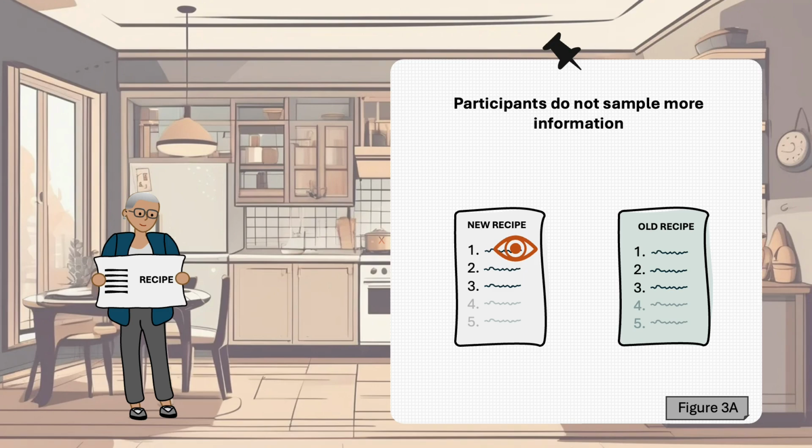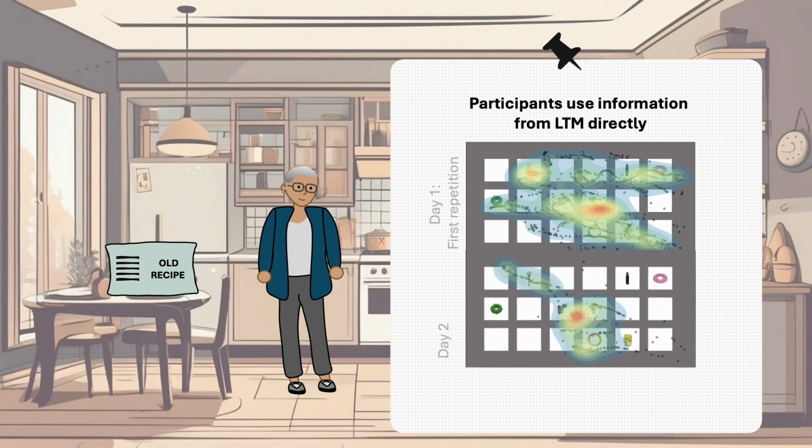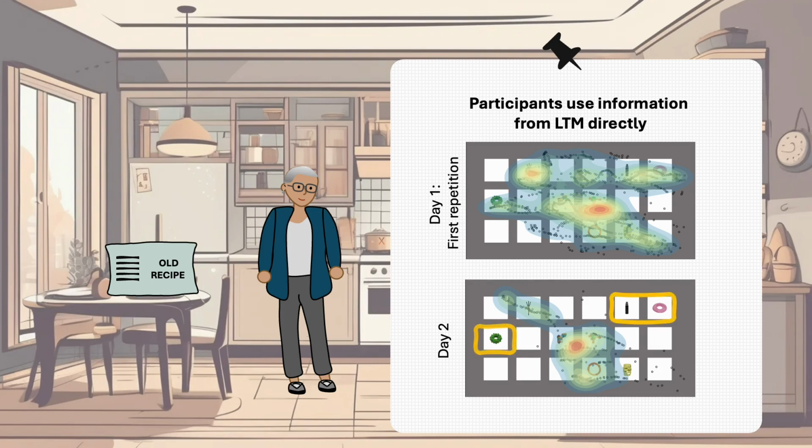So, interestingly, increased reliance on memory did not coincide with sampling more sensory information. Instead of sampling more information from the recipe, participants used it directly from long-term memory. So, they managed to add certain ingredients into the pot without needing to check the recipe at all.